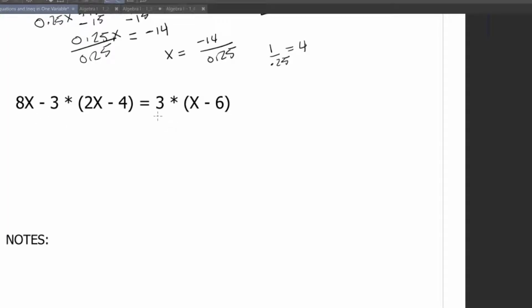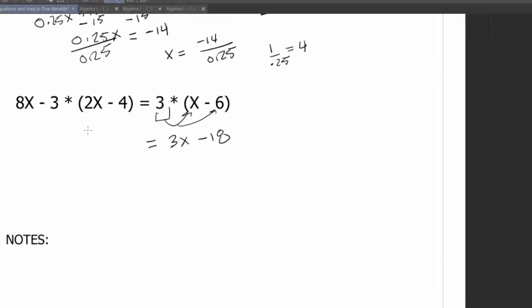Okay, so the right side, we have this 3. We want to factor it in to these 2, which will give us 3x minus 18, right? Because 3 times x is 3x. 3 times negative 6 will give us negative 18.